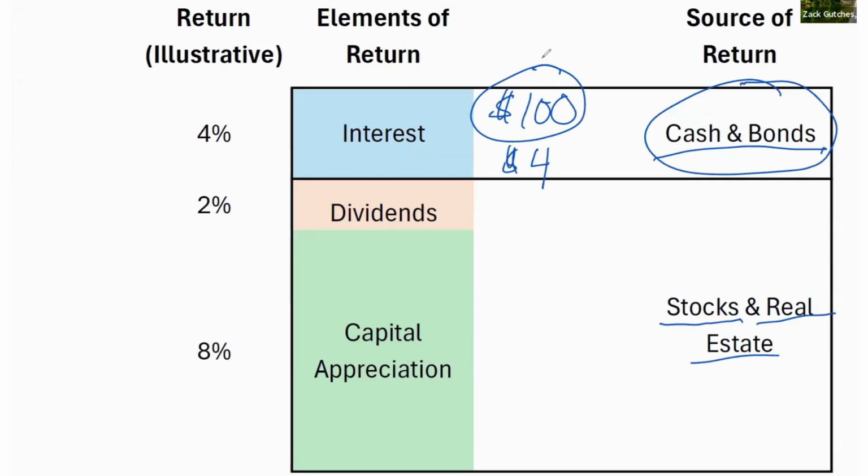Imperfect analogy, but think of it like you're renting a place and you have to pay a security deposit of $100, and then they're going to pay you $4 of rent each year for as long as the lease goes for. And then at the end, you're going to give them their security deposit of $100 back. That's exactly the same way a bond works.